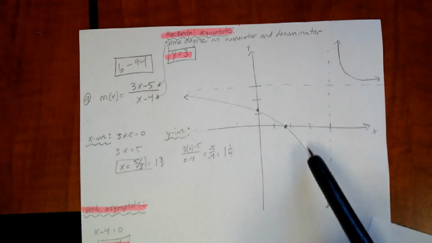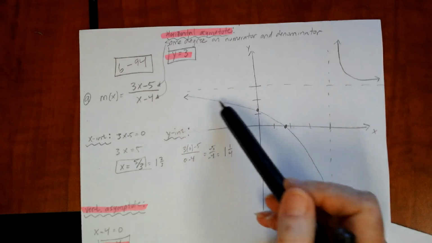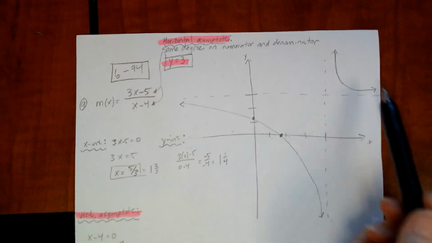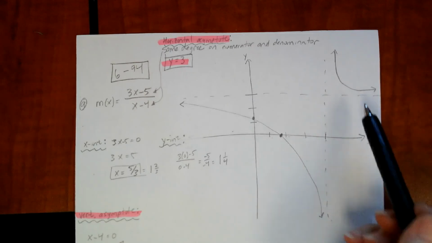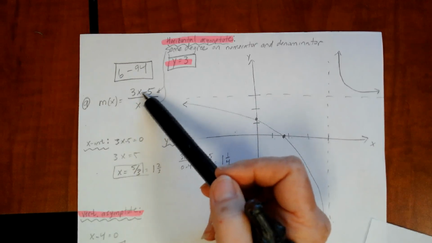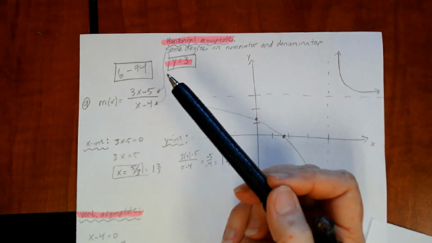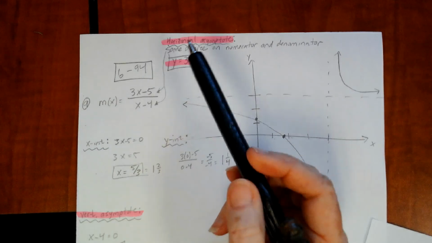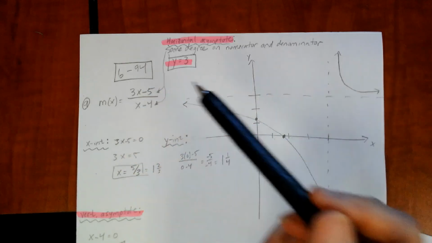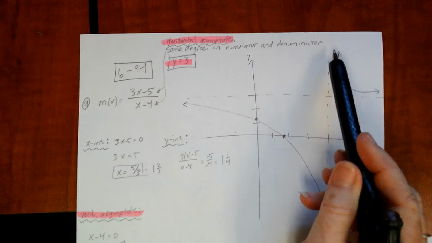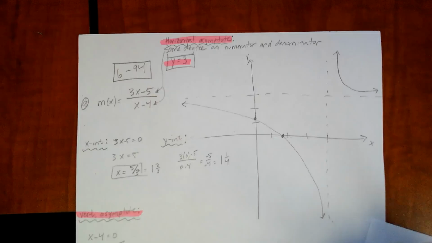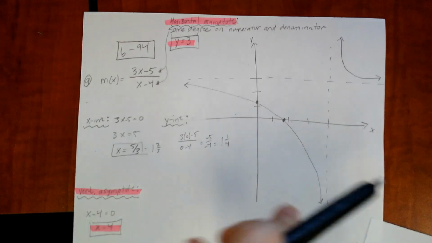Well, it's kind of a giveaway. You kind of know this part's going to go down here. For this part, I thought, well, what happens if x is like 100 or something? That would be some big number, 300 minus 5. You can plug numbers in if you want to, but I see that this ratio is going to be positive, so this branch has to be up here. And so that's how I got the graph, just by using end behavior.